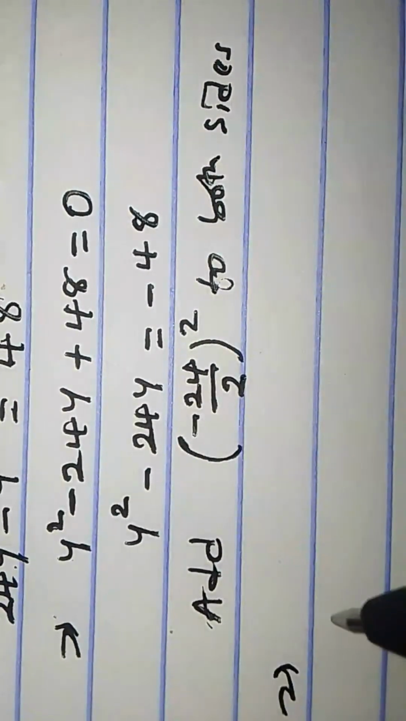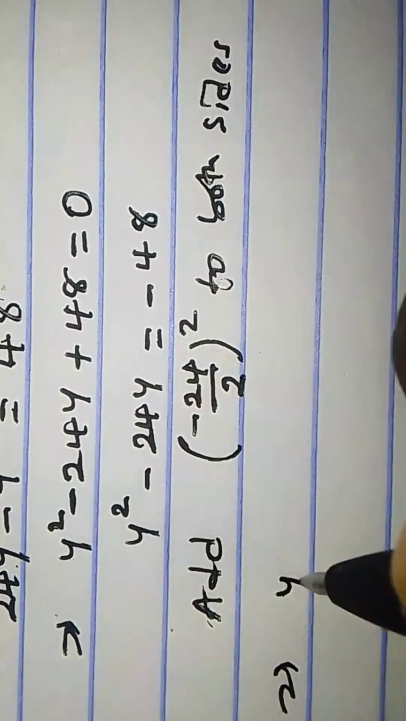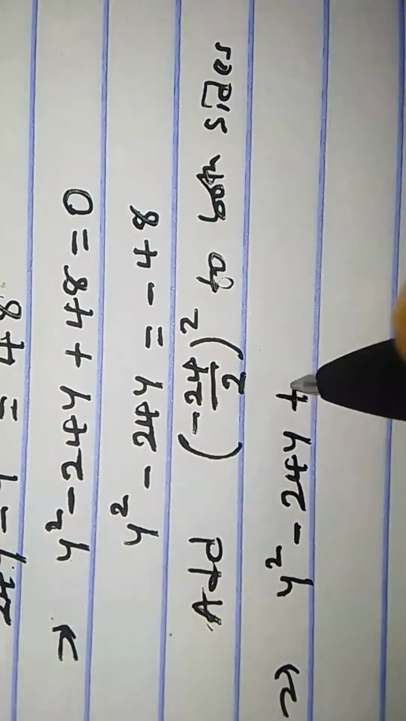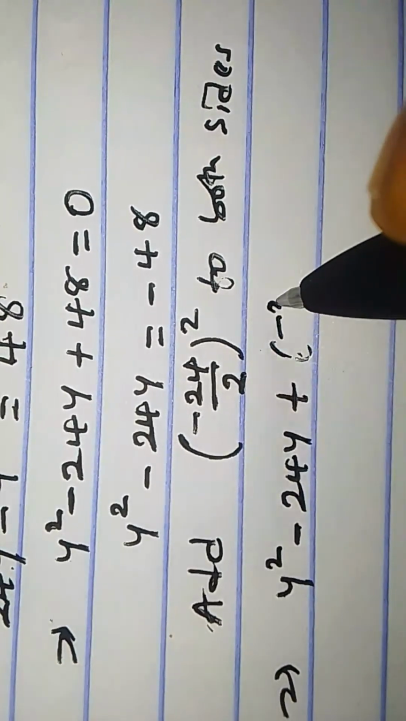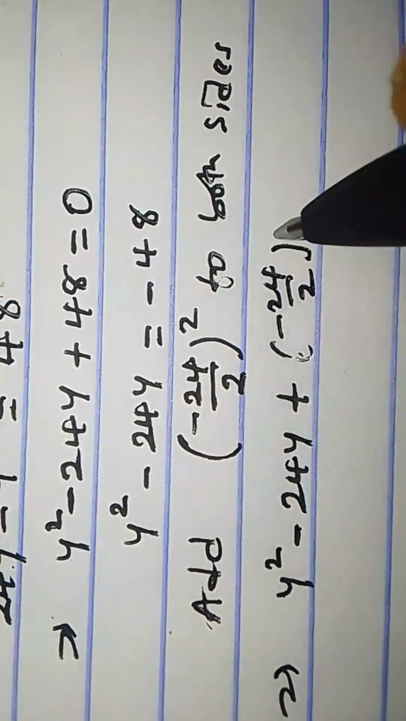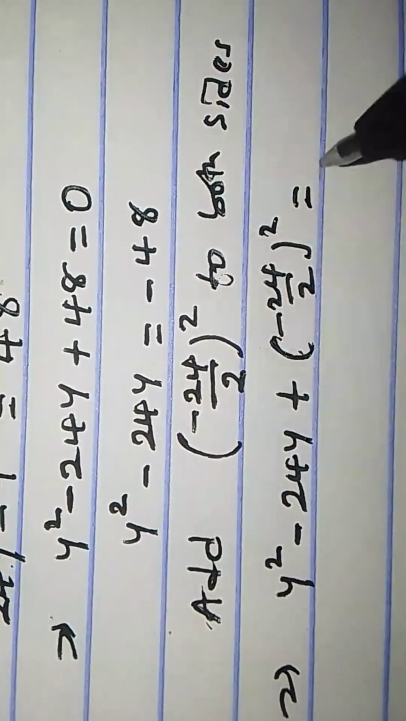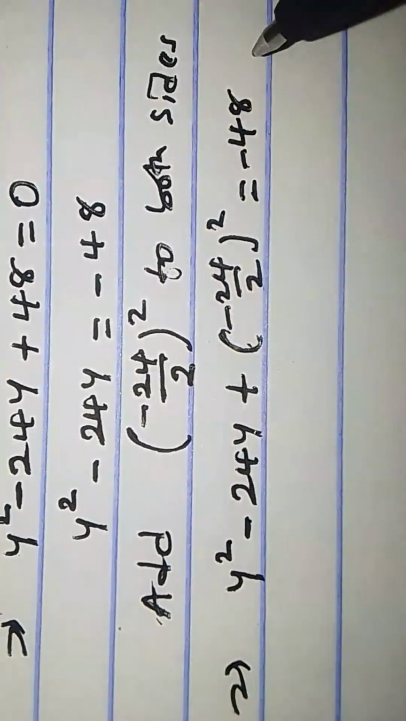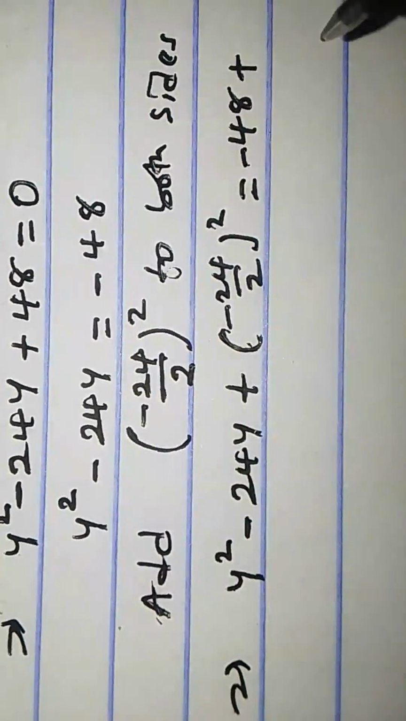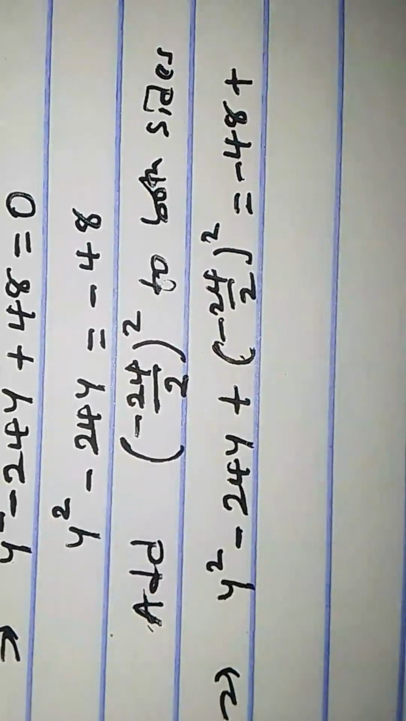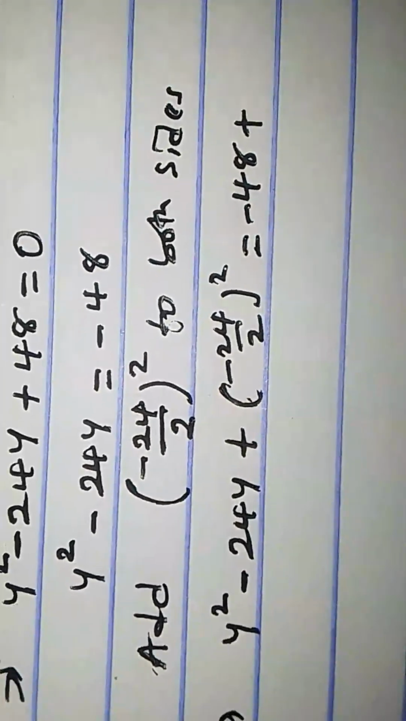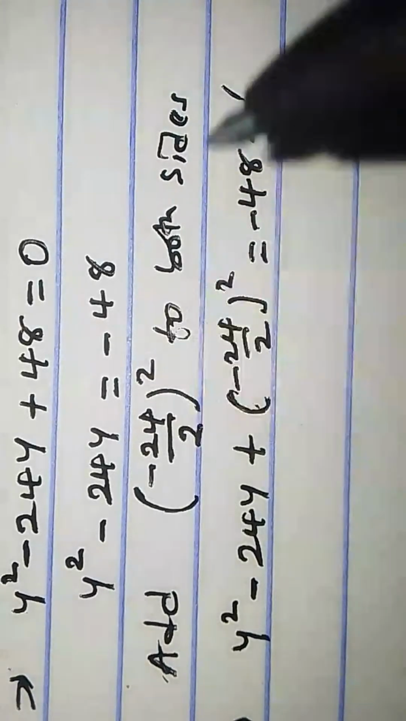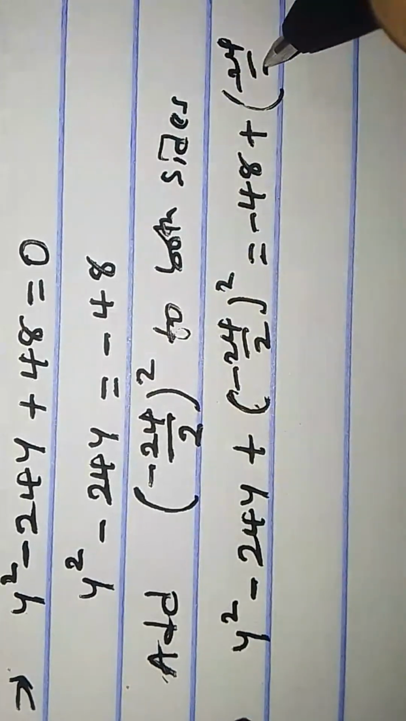This implies that y squared minus 24y plus (minus 24 over 2) all squared equal to the right hand side, minus 48, plus this guy, (minus 24 over 2) all squared.